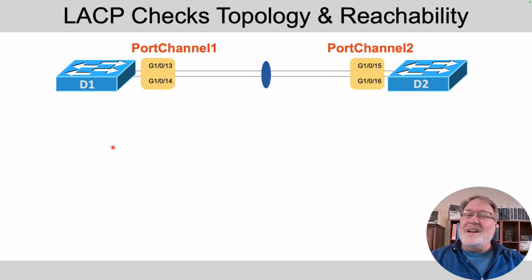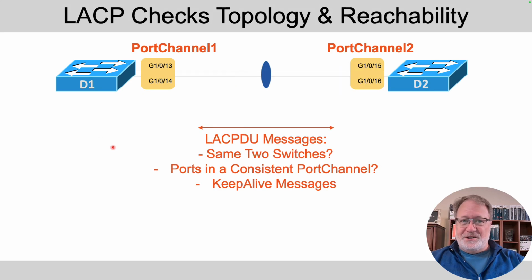All right, so what is LACP checking for in addition to those earlier checks? Well, it's going to send these messages. They're called LACPDU messages, and it's checking, hey, are these the same two switches? Like, it's got to be D1 and D2 in this case. It can't be D1, D2, and a third switch, D3, if you will. Are the ports in a consistent ether channel? I'm going to show you an example where here on switch D2, it's got port channel 2, but then the second port's in port channel 3. They've all got to be in port channel 2 on the right and all got to be in port channel 1 on the left, for instance.